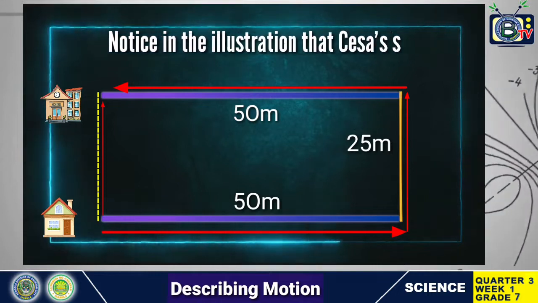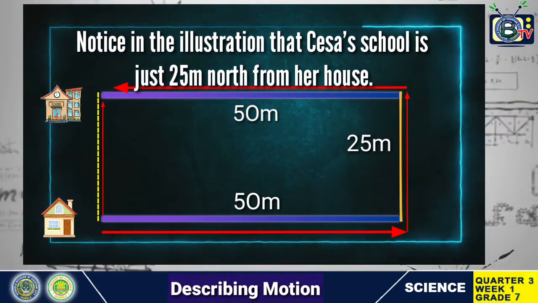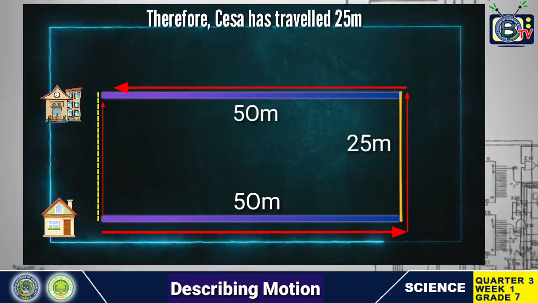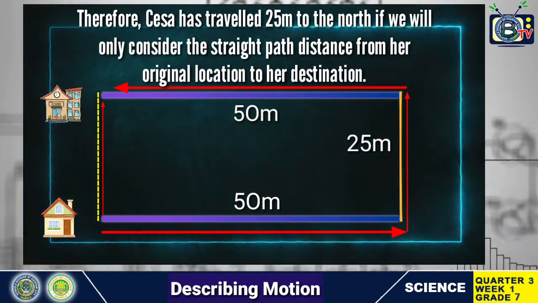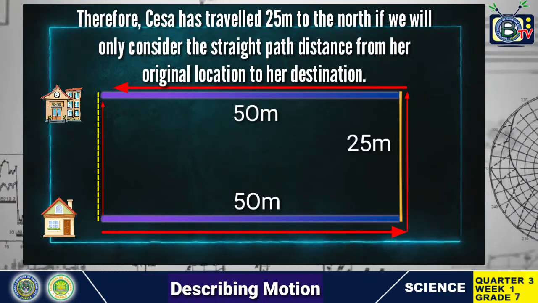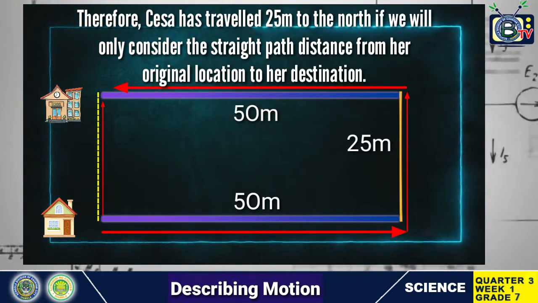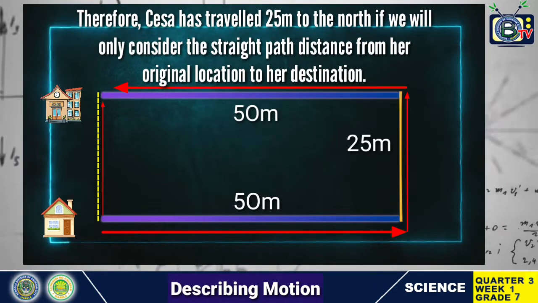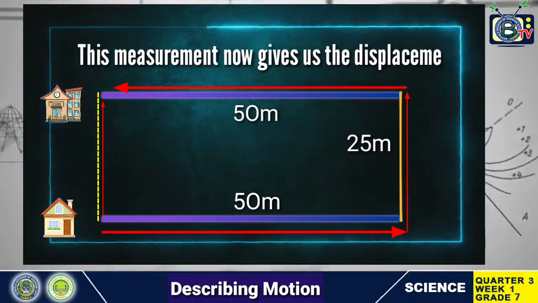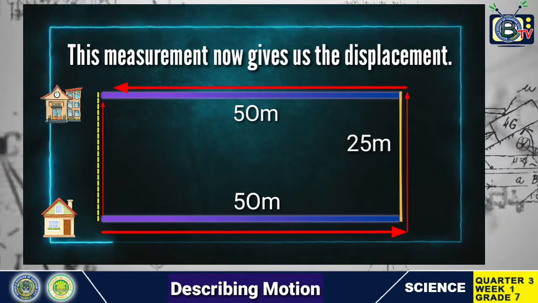Notice in the illustration that Cesa's school is just 25 meters north from her house. Therefore, Cesa has traveled 25 meters to the north if we only consider the straight path distance from her original location to her destination. This measurement now gives us the displacement.